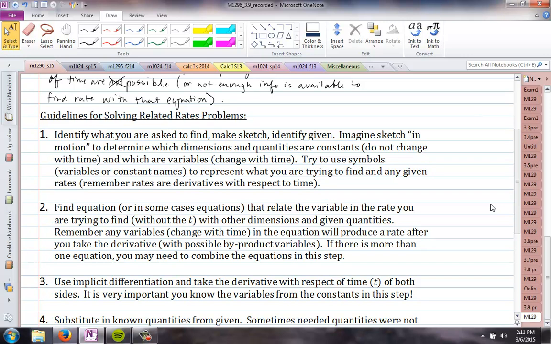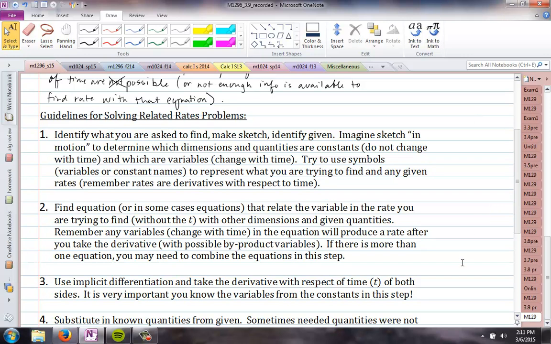So the dimension is getting bigger or smaller, longer or shorter, I guess I should say. Volume is getting greater or less, things like that. Try to use symbols, meaning variables or constant names, to represent what you're trying to find and any given rates. And remember, rates are derivatives with respect to time.